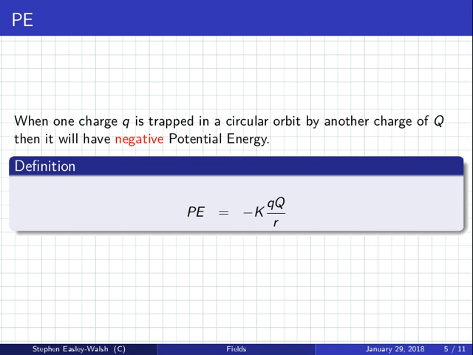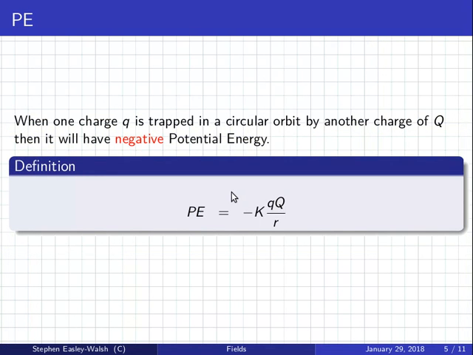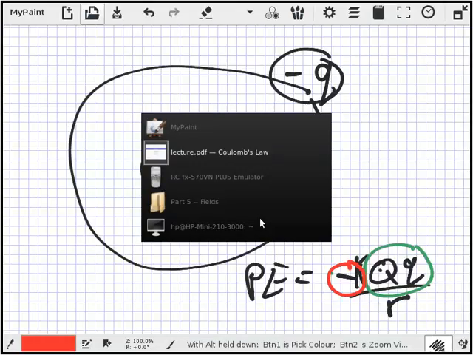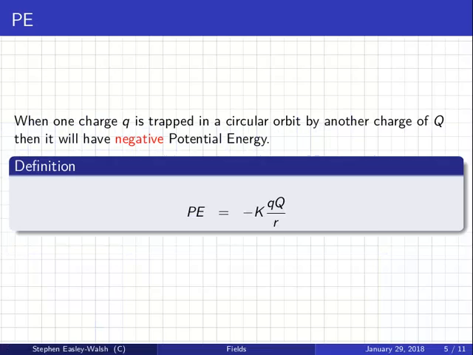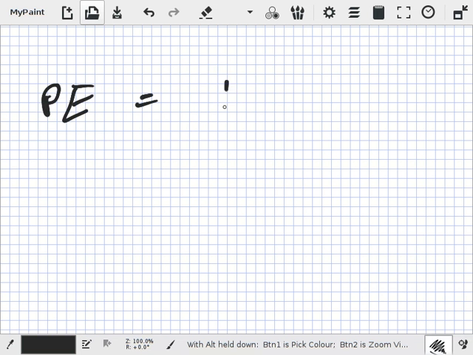I have a simple answer for you. Can I go to the notes? Right. So what was the units for the K? Did you write them down? Yeah, N m squared C minus 2. Okay, so the potential energy has a K, a Q1, a Q2, and it has an R, and we don't know the power. So I won't say the power. Happy?